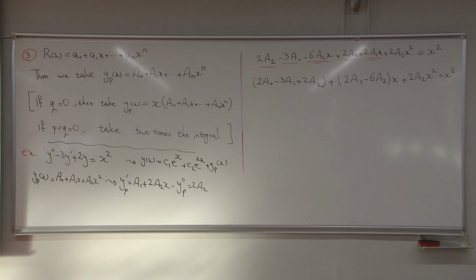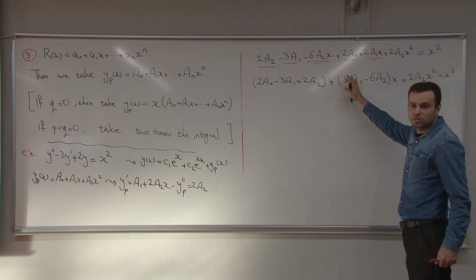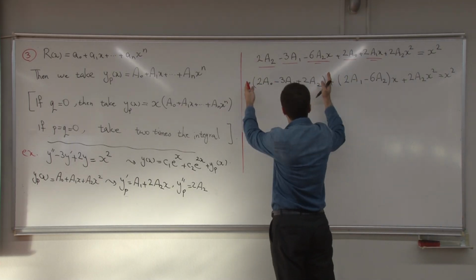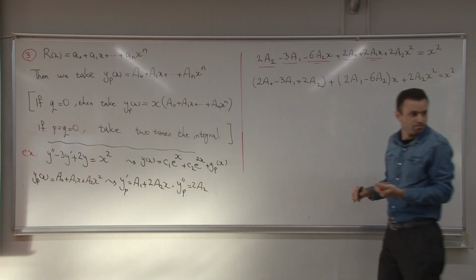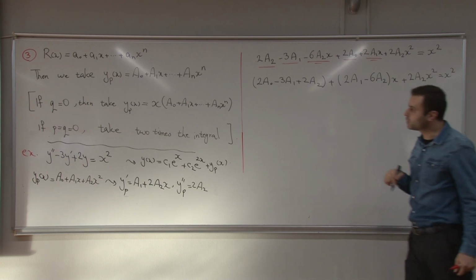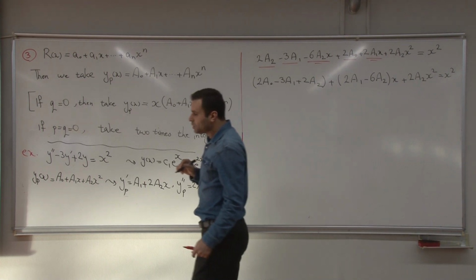Now what will happen? The coefficient of x must be equal to 0. Coefficient of x to the power of 0, or the constant term, this also should be equal to 0. Okay? And by equating this and solving the equations, you will get to solve it. As an exercise, please do it.